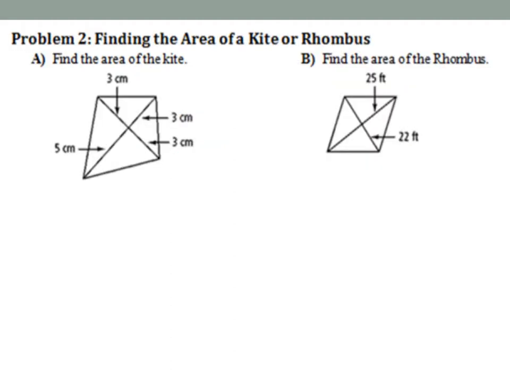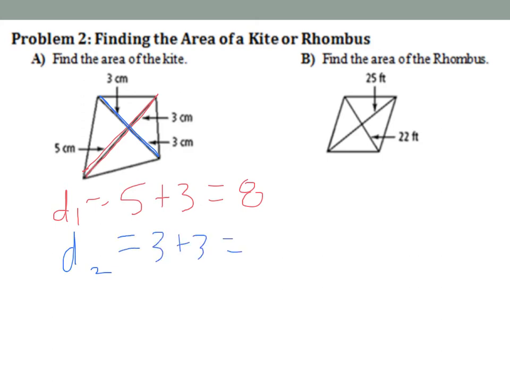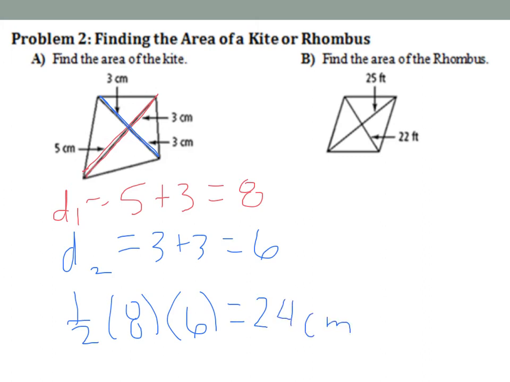And first, the area of my kite. So I have to figure out my D1 and D2. D1 is going to be equal to this whole length. You have to make sure to have the whole length. So it's going to be 5 plus 3, which is equal to 8. D2 is going to be this whole length, which would be 3 plus 3, which would give me 6. So it would be 1/2 times 8 times 6, which is going to give me 24 centimeters squared. Remember, area is always squared.